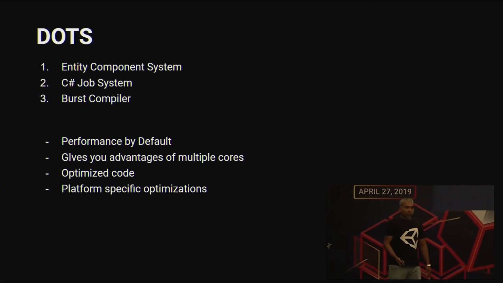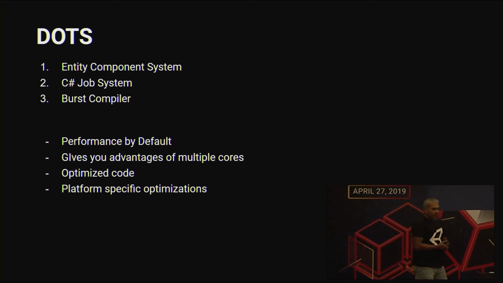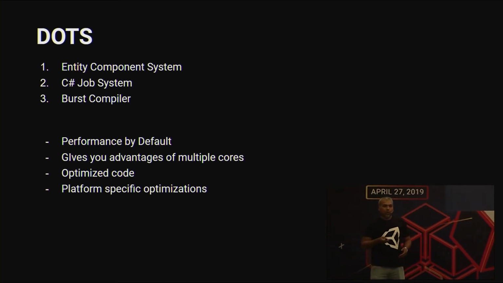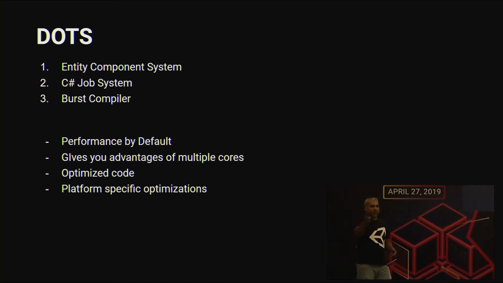It gives you the advantages of multiple cores. If you have multiple cores, building threads for each one of them is going to be really simple using this. It gives you optimized code. You don't need to sit and see where something is making your game code get clogged. When you write something for the DOTS architecture, it's optimized code to begin with. One good thing about the Burst compiler is that it gives you platform-specific optimizations. So if you write one piece of code and it needs to be optimized for specific platforms, it does it by itself.